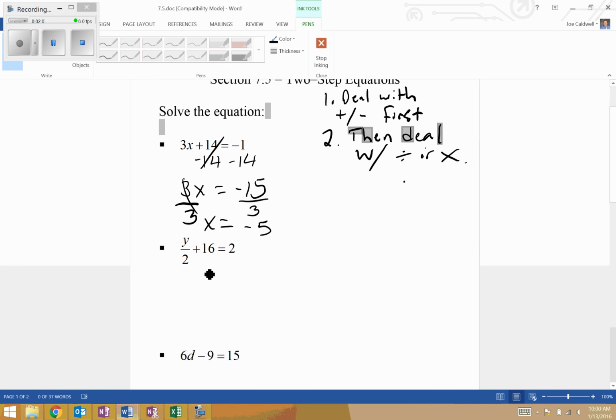Next one, again, deal with the addition or subtraction first. It's going to cancel that out, so you're just going to be left with y over 2 equals, now 2 minus 16 will give you -14. Now y divided by 2, the inverse of that would be to multiply both sides by 2. Multiply both sides by 2, so you're going to be just left with y equals -28. And if you plug that back in, you would still get 2.